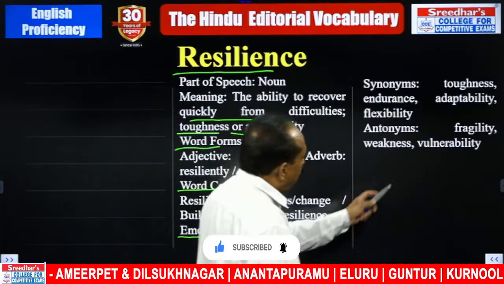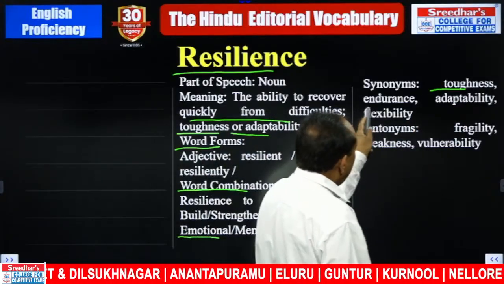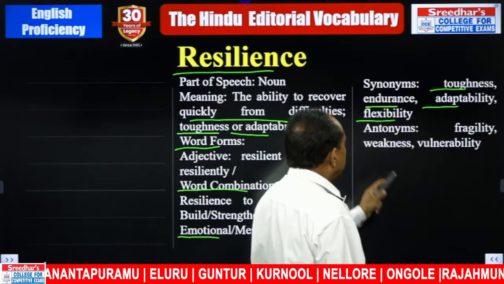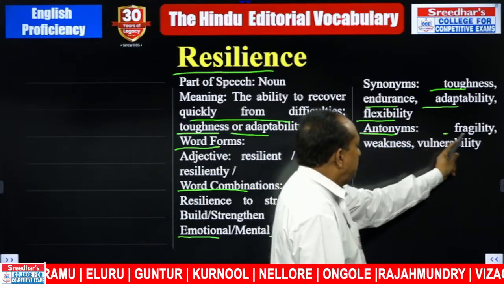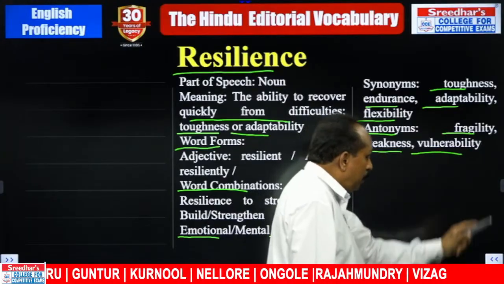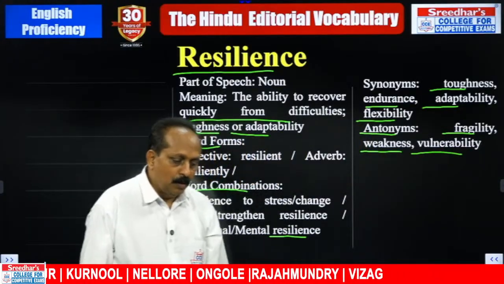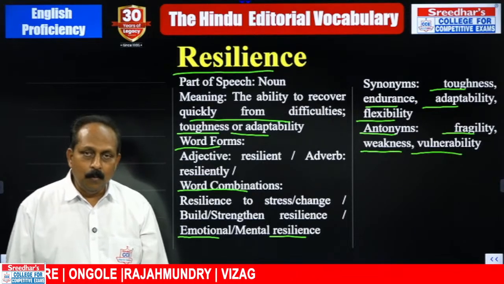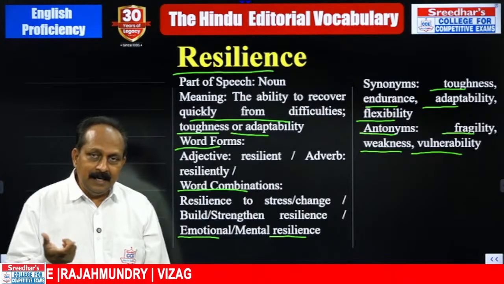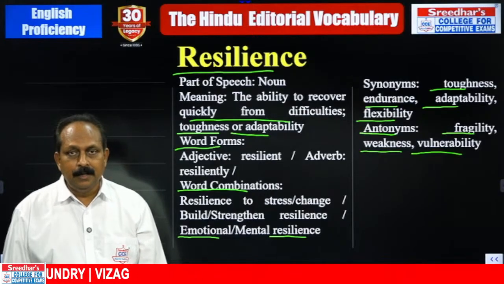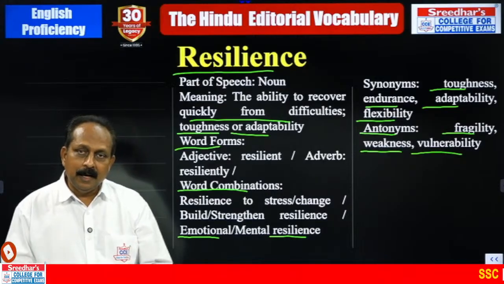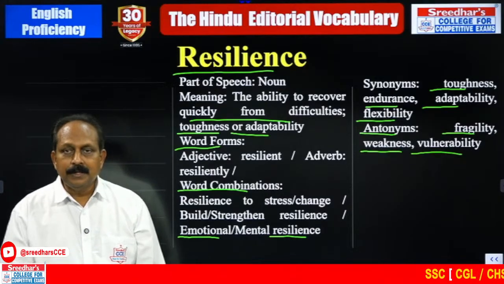Synonyms: simple word, toughness, endurance, to last for a long time, adaptability, flexibility. Antonyms: fragility, weakness, vulnerability. I gave yesterday also, fragile means what? Delicate. You should also recollect the word brittle. Brittle means easily broken. You can also say delicate. And what are the typical examples for brittle? Eggshells and glass. They are broken easily.